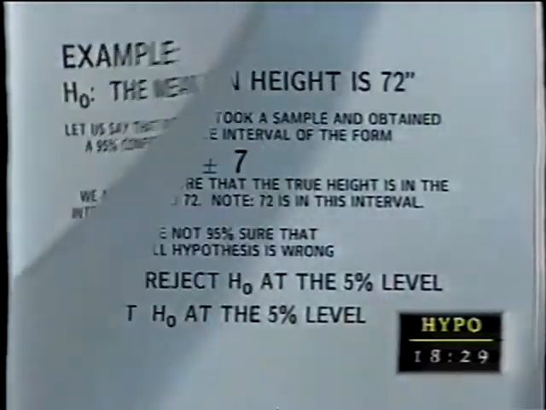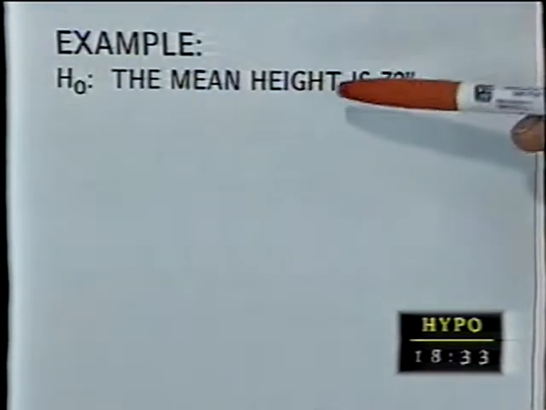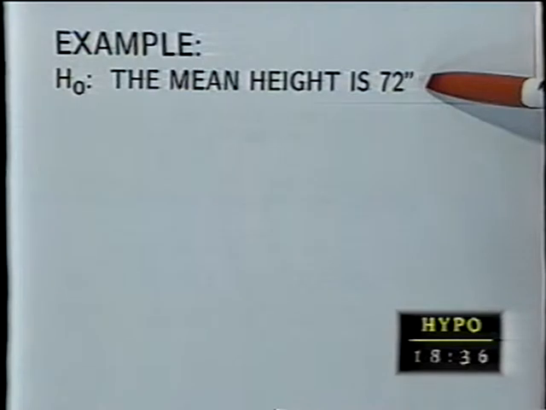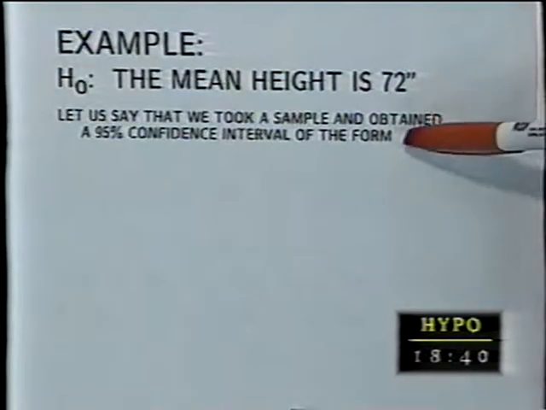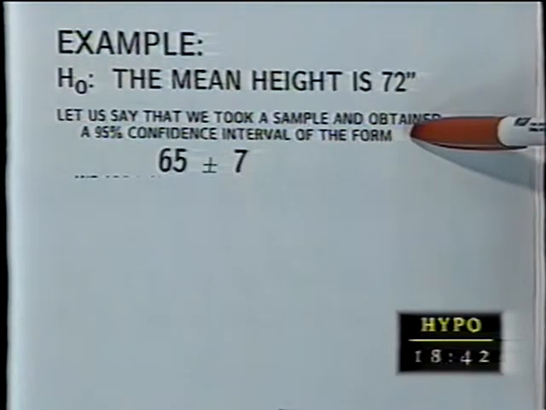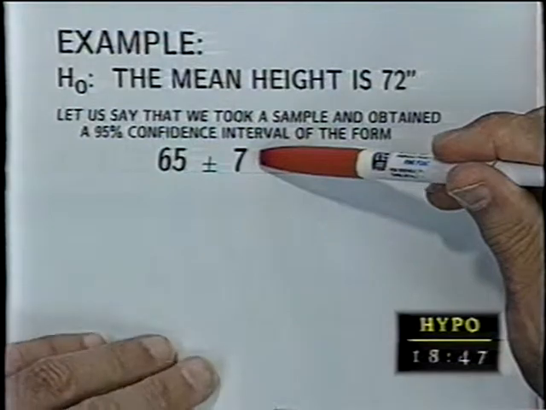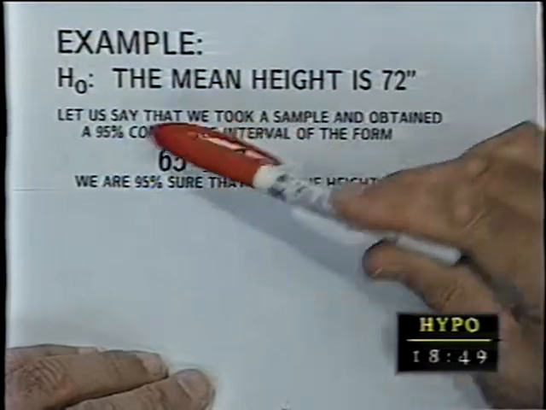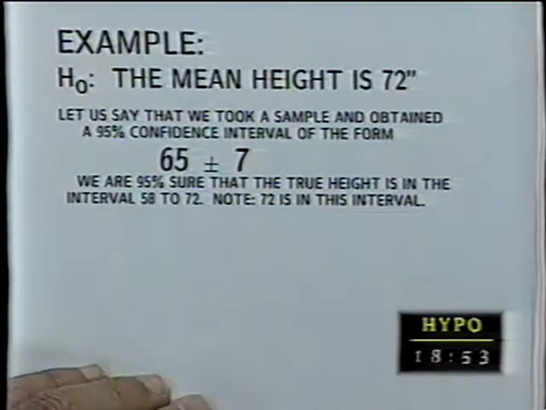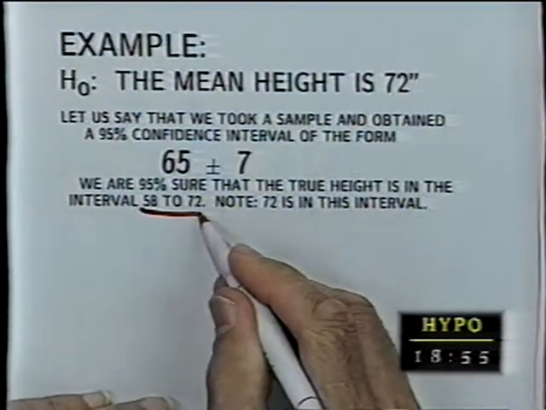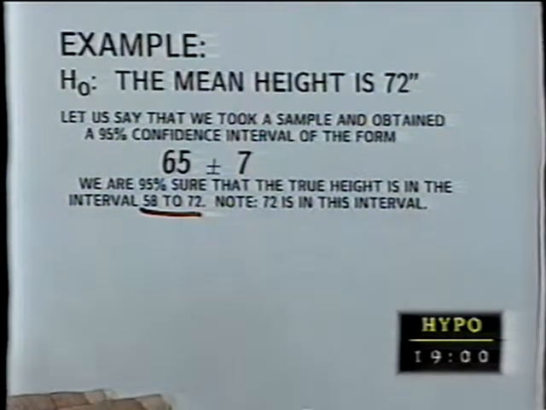Let's take another example. Same example, so to speak. The mean height, 72. All right? Joe's height, Joe's 6 feet tall. Let's take a sample and obtain a 95% confidence interval of the form 65 plus or minus 7. Right? It's just some different data. We got 65 plus or minus 7. We can say we're 95% sure that the true height is in the interval 58 to 72. Note, 72 is in this interval.